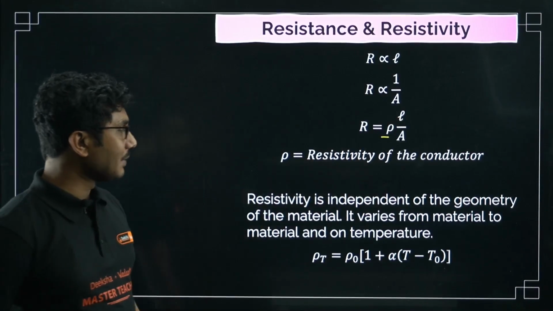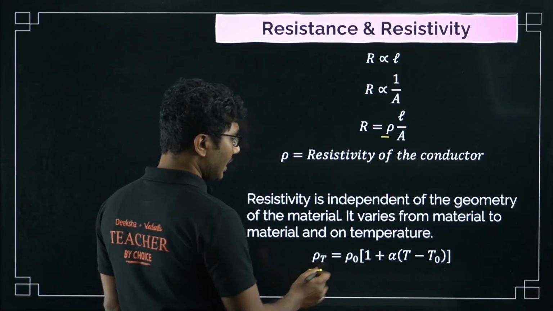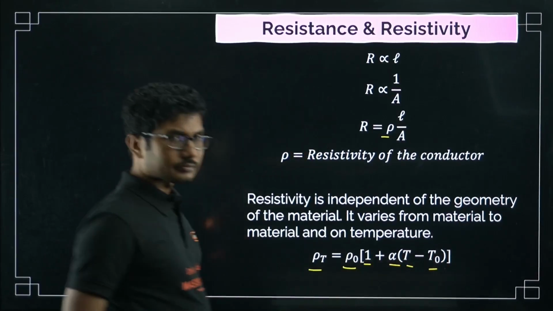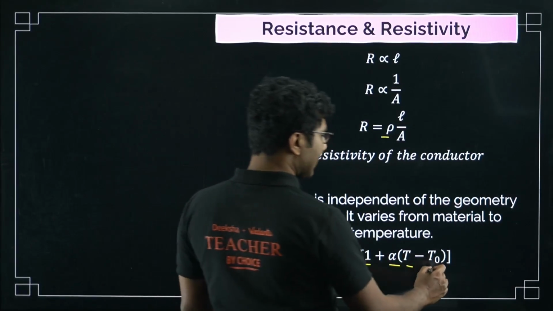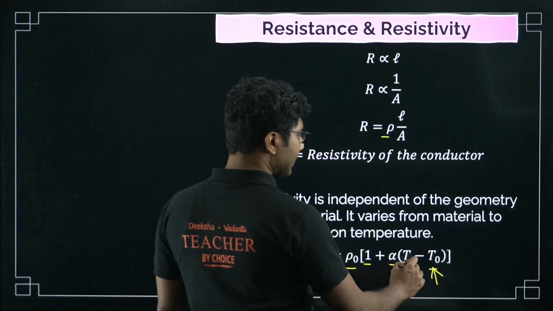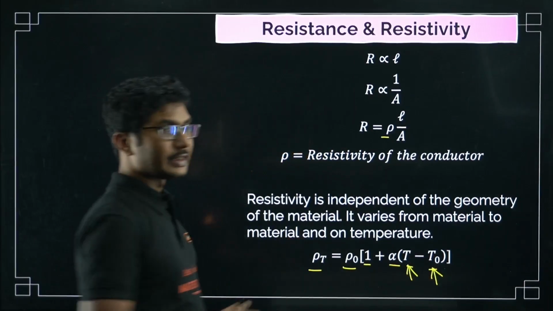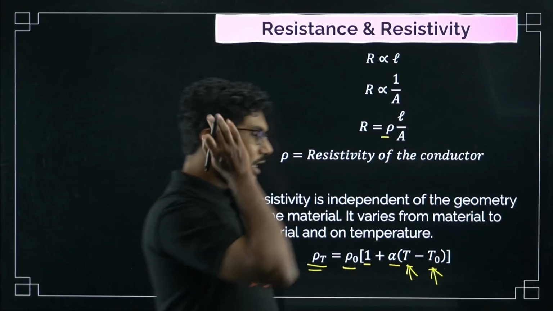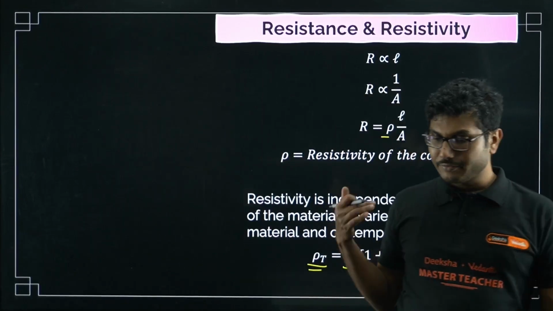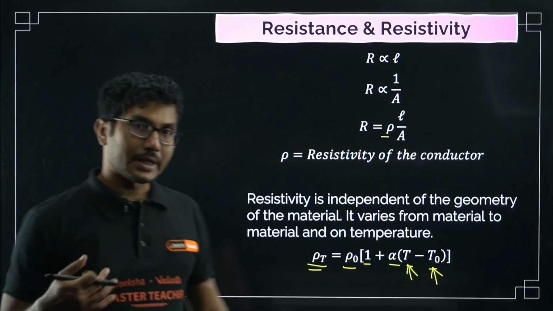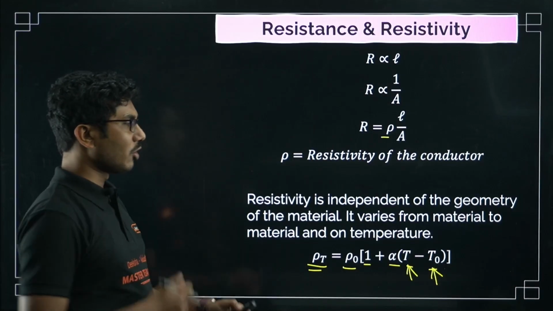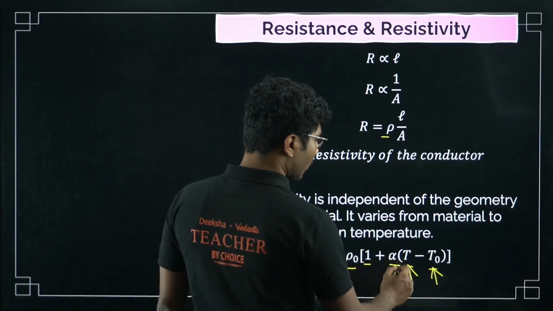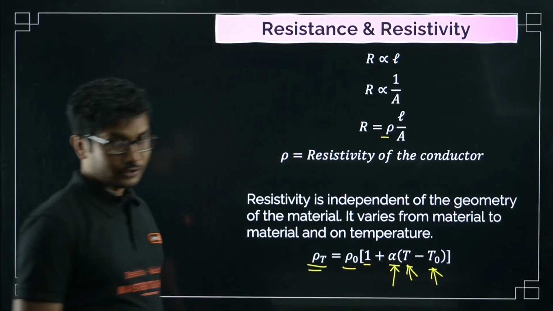Now, the temperature dependence of resistivity is given by ρ_T = ρ₀[1 + α(T − T₀)]. T₀ is basically the starting temperature and T is the final temperature. As you increase the temperature, the resistivity increases. If you decrease the temperature, resistivity decreases. This is for normal conductors. Semiconductors obey a different law, but for normal conductors this is the formula, and here α is called the temperature coefficient of resistivity.